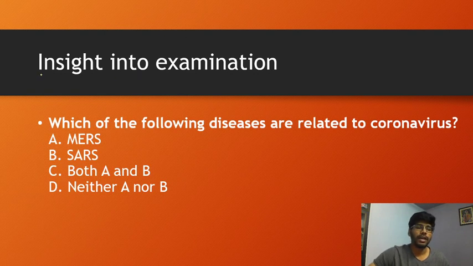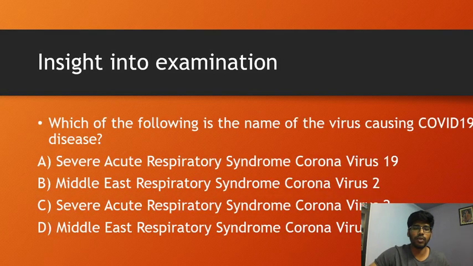The next one, insight into examination. Which of the following diseases are related to coronavirus? We already know that SARS and MERS are the diseases related to the coronavirus. What is the full form of SARS? Severe acute respiratory syndrome. And the full form of MERS? Middle East respiratory syndrome. And which of the following is the name of the virus causing COVID-19? Severe acute respiratory syndrome coronavirus 2 is the name of the virus causing COVID-19.